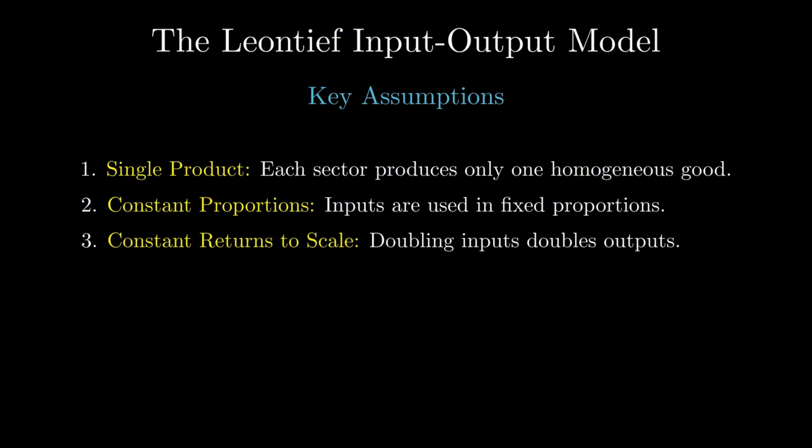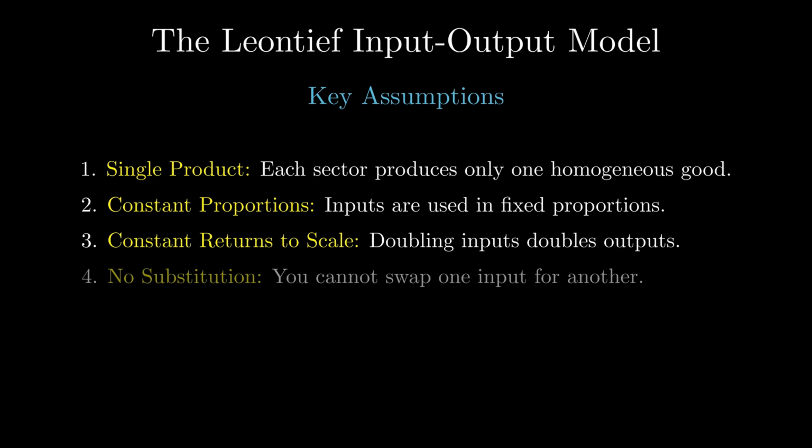Number 3. Constant returns to scale. If you double the inputs, you get exactly double the output. Number 4. No substitution. You cannot swap ingredients. If the recipe calls for steel, you can't just use the plastic.